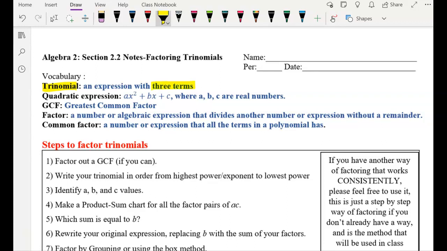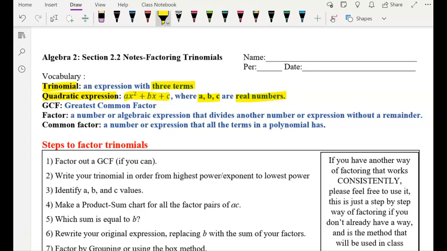And now some of you guys remember this from Algebra 1. A quadratic expression, okay? The difference between an expression and an equation is there has to be an equal sign in an equation. But since we don't have an equal sign, this is called an expression. This is ax squared plus bx plus c. As you can see here, a, b, and c are all real numbers, okay?